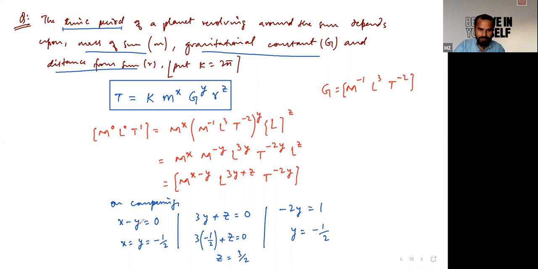No. If you bring this particular y to the other side, since it has a negative sign here, on going to the other side it will become positive. And the value of y itself is minus 1 by 2. So the value of x and y would be equal.